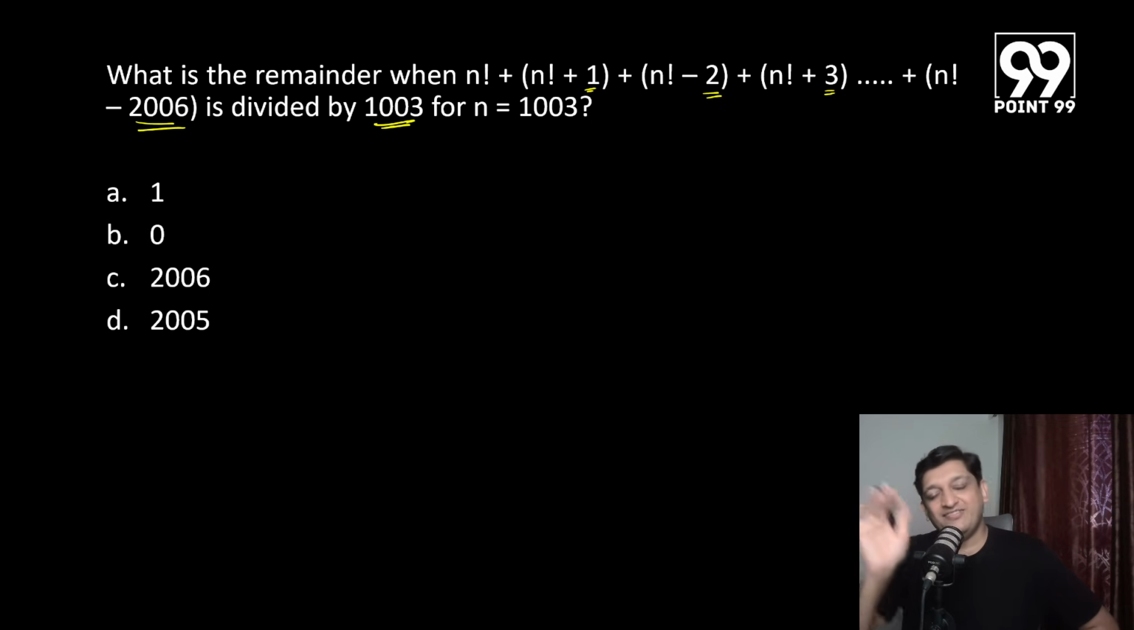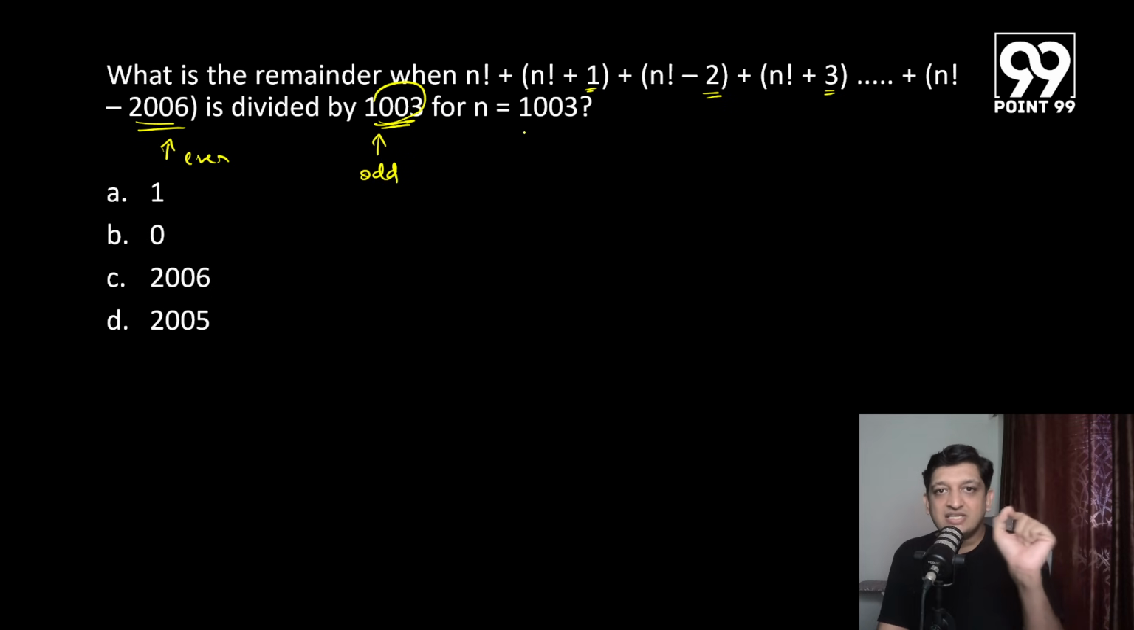It could have been 2025 as well. But 1003 is a proxy for a very large number. So what do you do in that case? You look at a much smaller number. Why 1003, or what is the significance? Because this is an even number and this is an odd number. Now we are looking at something which is an odd number.